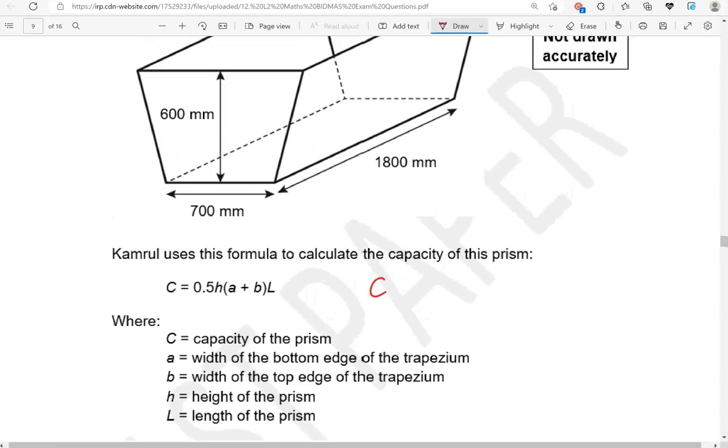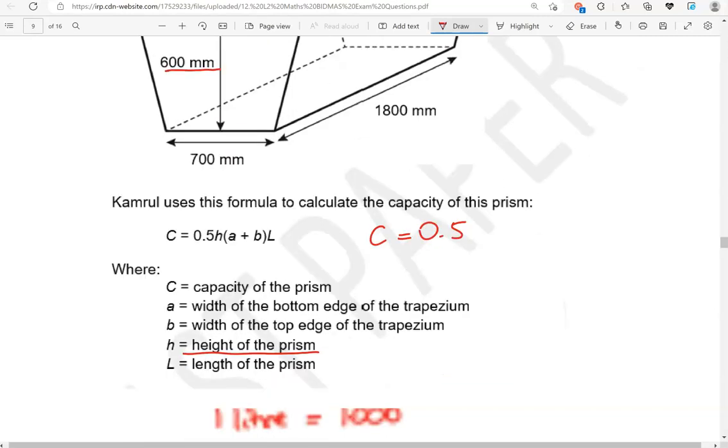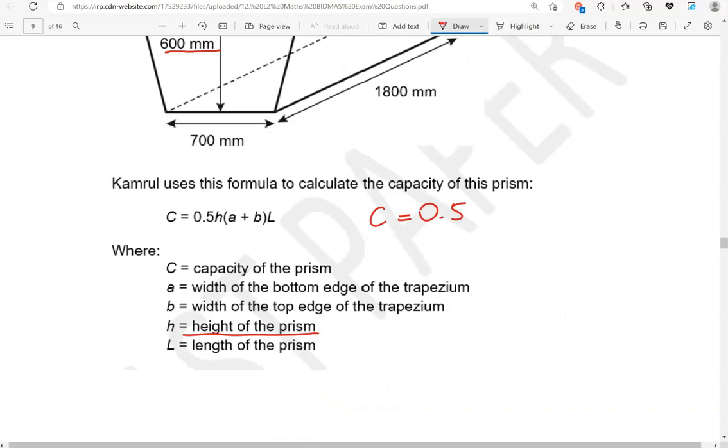So we have C is equal to 0.5 times H, which is the height of the prism, and that is 600 millimeters. Rather than keeping it as 600 millimeters, I'm going to convert it into meters, because we're going to need to convert into liters later on and use this formula which goes 1 cubic meter is equal to 1000 liters, which is normally given to you.